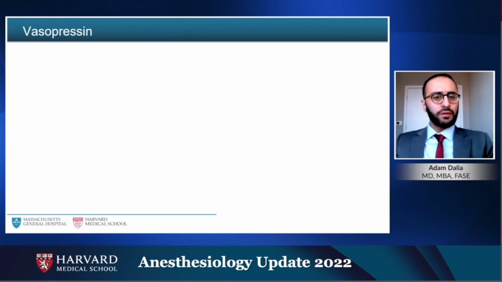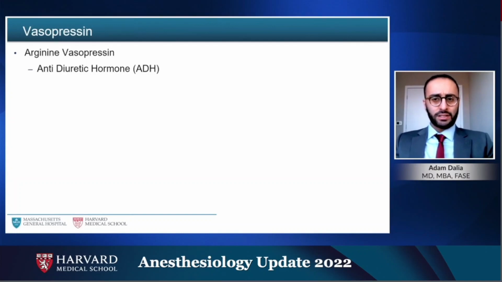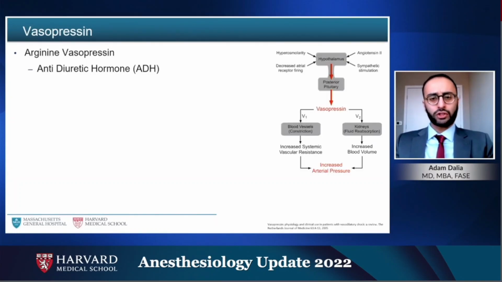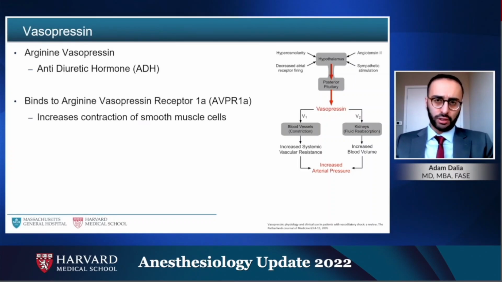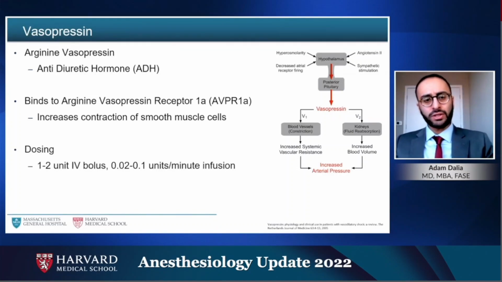So to start off with, vasopressin, relatively common. Arginine vasopressin, or ADH, antidiuretic hormone, works on two fronts. It increases your systemic vascular resistance and it increases your blood volume, both of these increasing your arterial pressure. It binds to the arginine vasopressin receptor 1A, and it increases contraction of smooth muscles. The dosing, anywhere between 1 to 2 units of an IV bolus, followed by 0.02 up to 0.1 units per minute for an infusion.